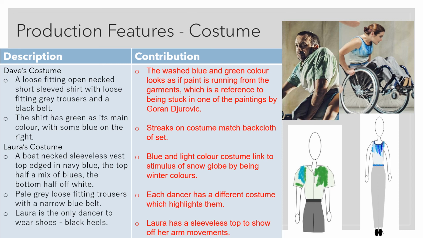The blue and light coloured costume links to the stimulus of a snow globe by being wintry colours. Each dancer has a very unique and different costume, so it highlights them individually. And Laura has a sleeveless top to show off her arm movements.